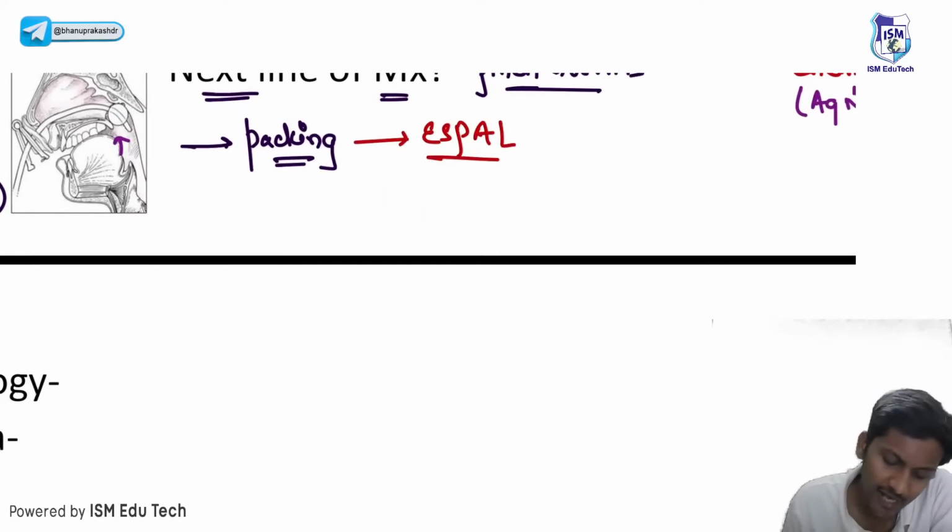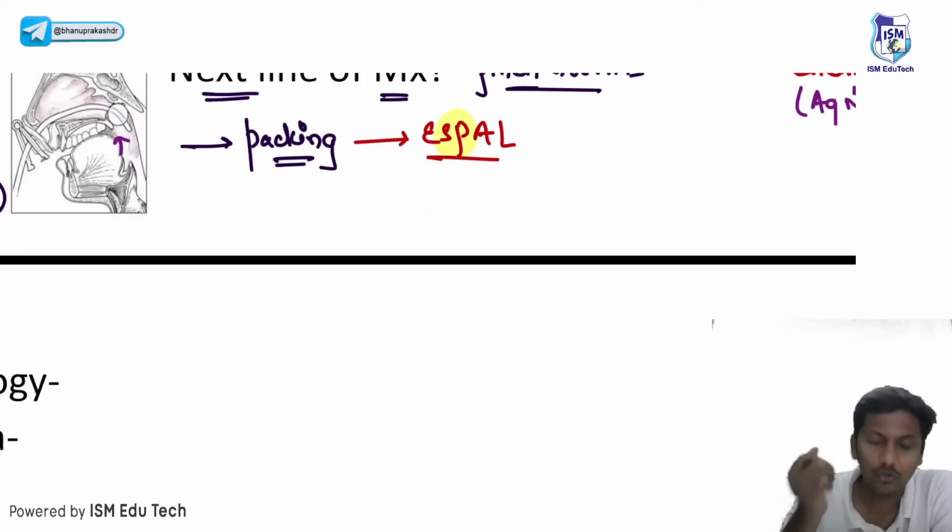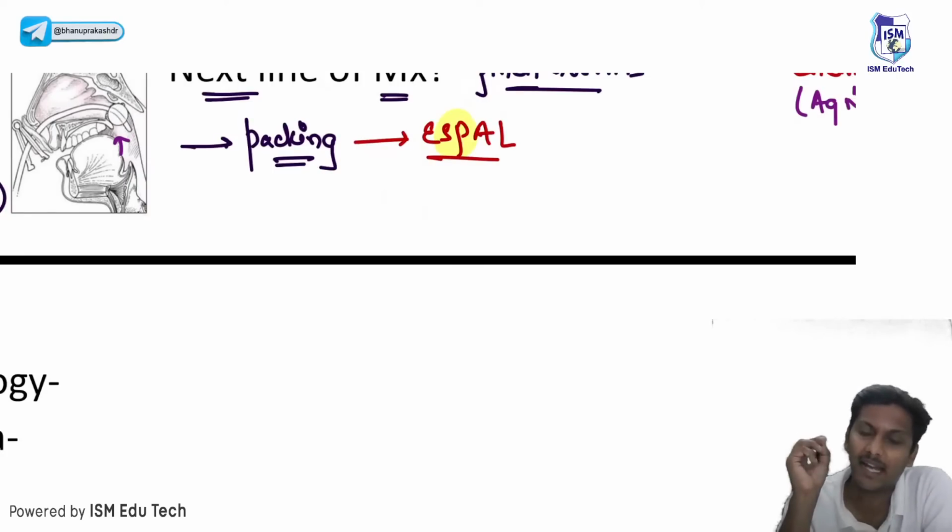If packing fails, then what we need to do? Then we need to go for a ligation. And the first artery that should be ligated, we know the most common artery which bleeds is the sphenopalatine. So go for endoscopic sphenopalatine artery ligation.